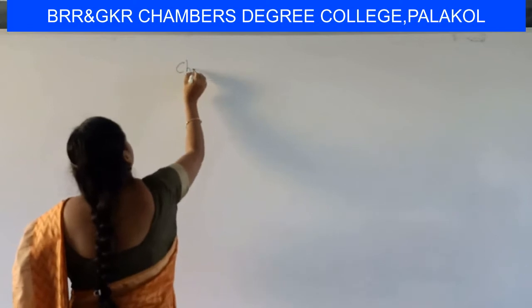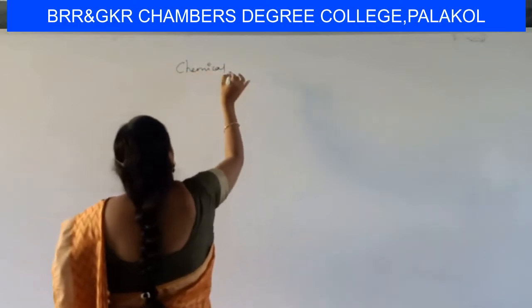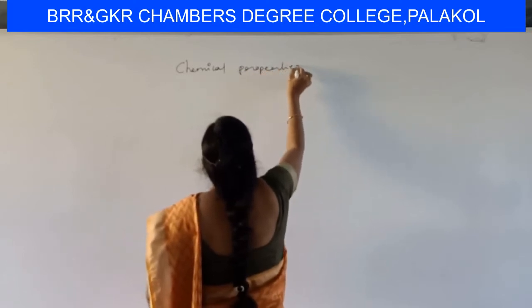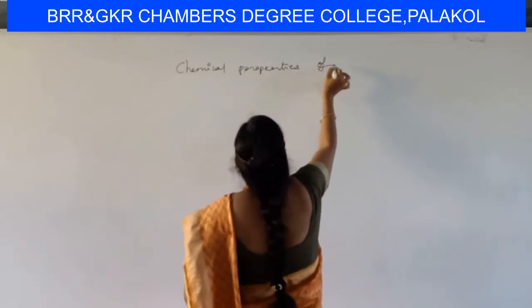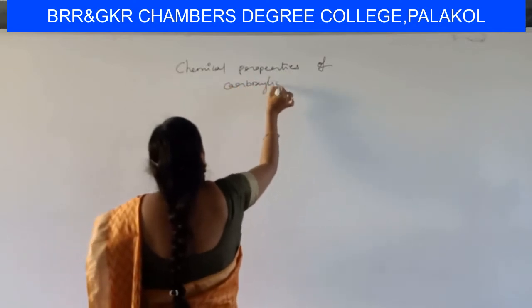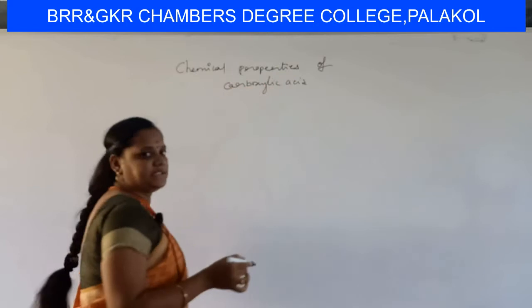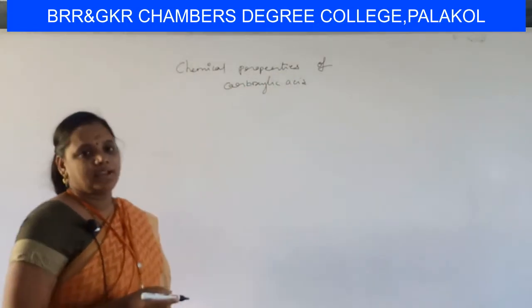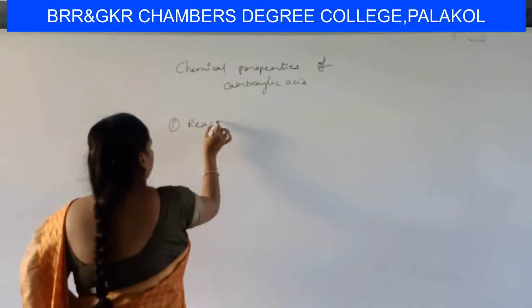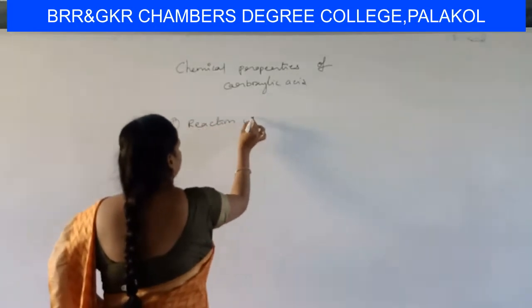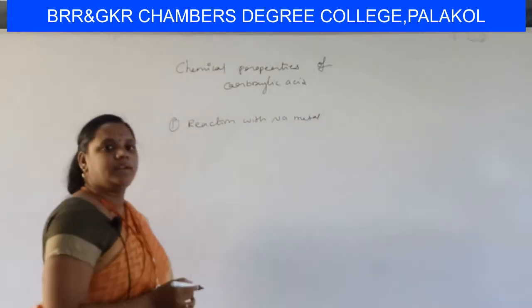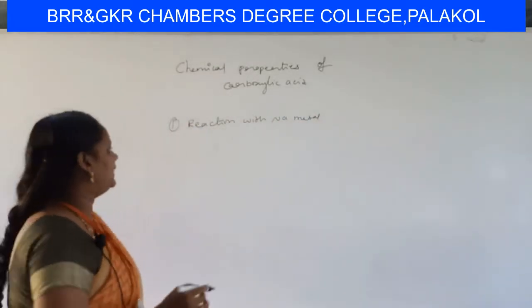So we are discussing in this session the chemical properties of carboxylic acids. The first property: reaction with sodium metal.